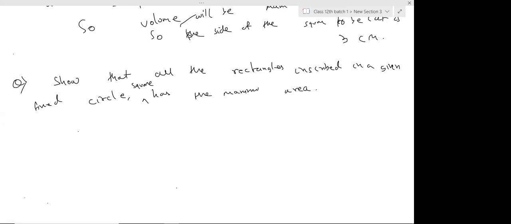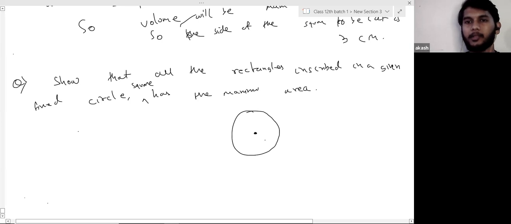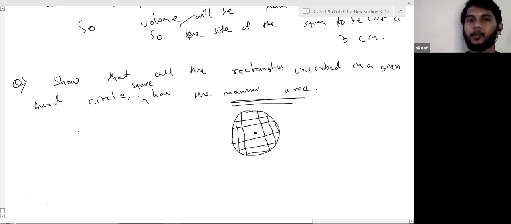Done, everyone? Yes, sir. All right. So in the question, what they are saying, there is a given circle. That means R is fixed. R is not changing. Secondly, they are saying we can draw a lot of rectangles in this circle, different shapes. What they are saying is, prove that the rectangle having the maximum area will be the square.